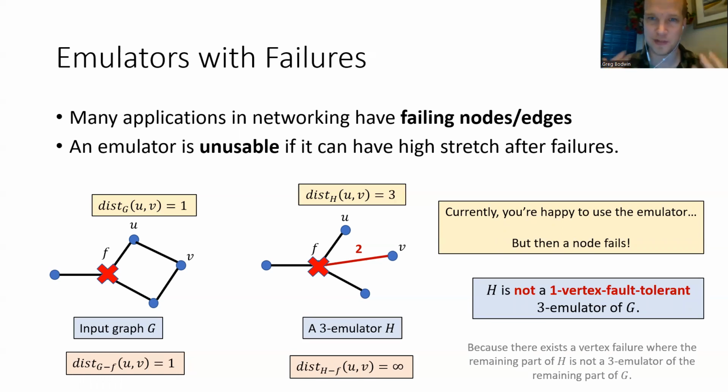So this motivates, and I'll make this formal in a moment, a different type of definition that we could work with: an emulator that has good stretch properties and which still has good stretch properties after these failures. So for now, I'm just going to vaguely say this 3-emulator H that we came up with is not a one vertex fault tolerant 3-emulator of the input graph G. And the reason is because there exists at least one vertex that could fail in such a way that the remaining part of the emulator is not a 3-emulator of the remaining part of the input graph.